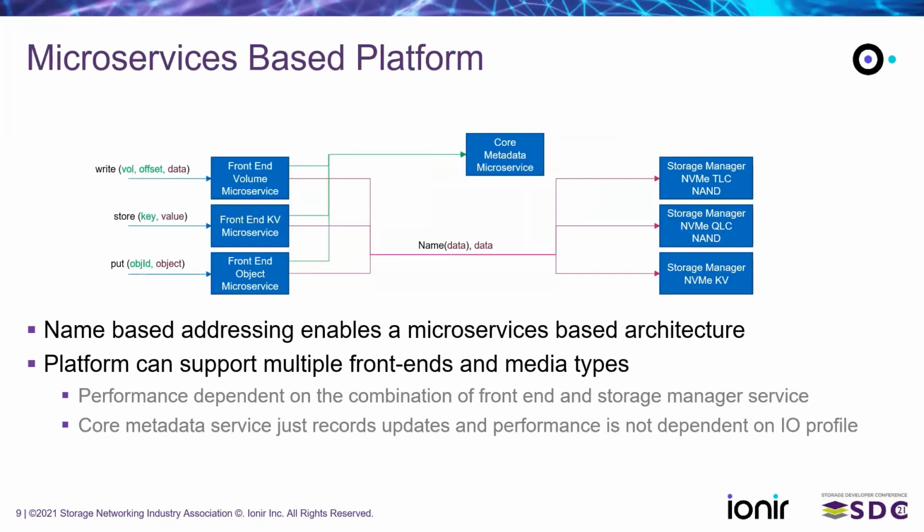again. Name-based addressing allows the storage platform to be disaggregated into microservices. The system consists of three main microservices: the front-end service, the metadata service, and the storage manager. The front-end microservice translates between the host side abstraction and addressing to a common language based on name, logical context, and data chunks. The logical context and the name is sent to the metadata service, while the data and name are sent to the storage manager to persist on media. There is one type of front-end service for each type of host abstraction or protocol that the system needs to support.